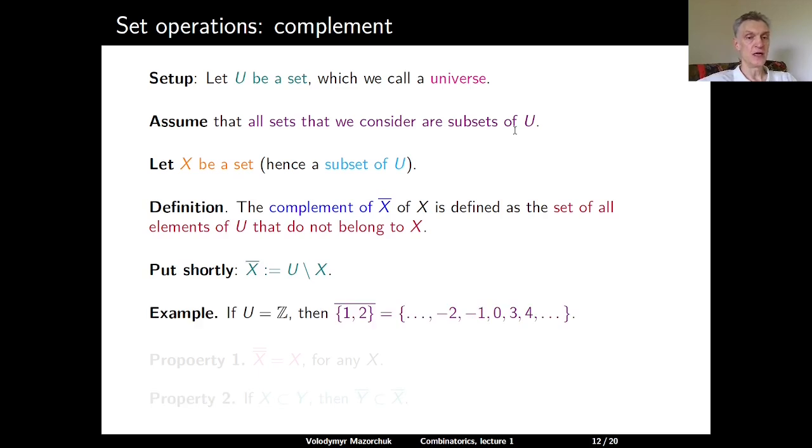For example, if U is equal to the set of all integers, then the complement of the subset {1, 2} is the set of all integers 0, -1, -2, 3, -3, 4, -4, and so on. One important property is that taking the complement twice, we come back to the original set X for any X. And another property is that taking complement reverses the inclusion. If X is a subset of Y, then the complement of Y is a subset of the complement of X.